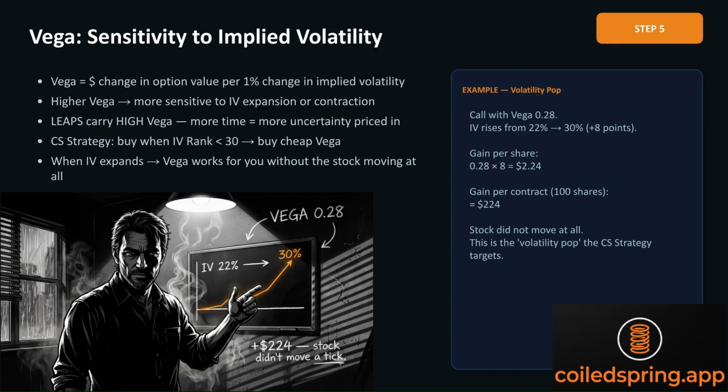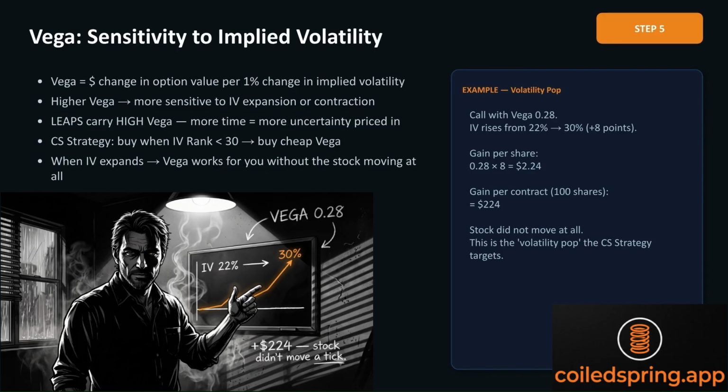But before we go further, we need to understand what implied volatility actually is, because Vega is meaningless without it. Implied volatility is the market's expectation of how much a stock will move in the future. It's derived from option prices themselves. If options are expensive, implied volatility is high. If they're cheap, it's low. When uncertainty is high, before earnings, before major economic announcements, during market crises, implied volatility spikes. When calm returns, it compresses. It mean reverts. It tends to come back down after expanding.